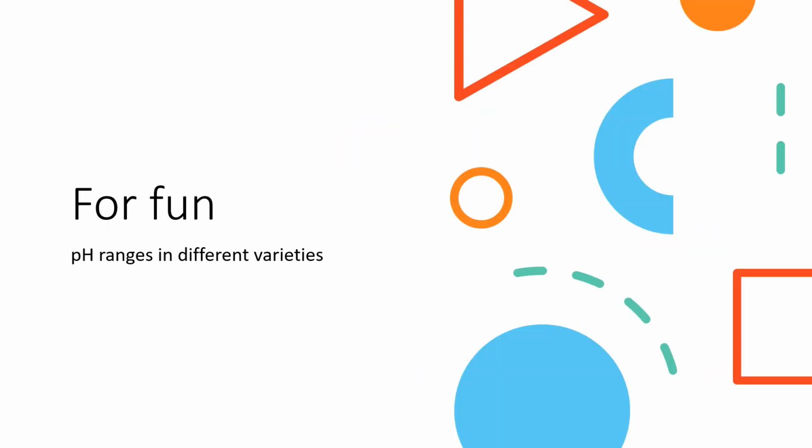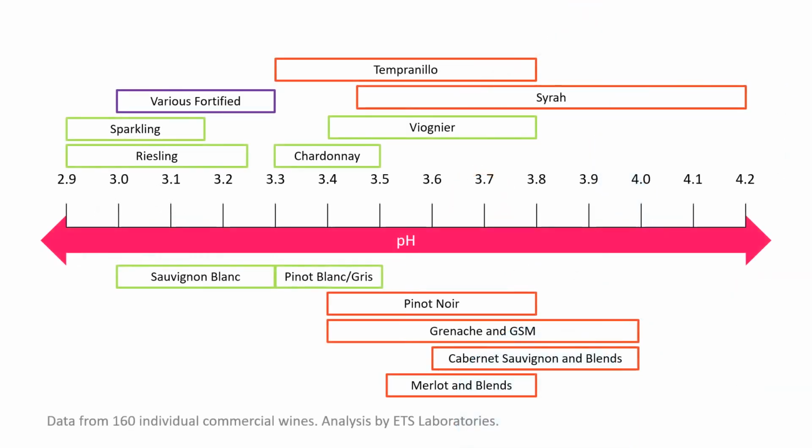And for some fun, let's take a look at pH ranges in different varieties. So this is a little slide that I created using some data from Global Wines. And we have a pH range here ranging from 2.9 to 4.2. So that's what we're seeing in wines. Way down at the bottom, we're seeing sparkling wines and Rieslings. And way up at the top, interestingly enough, we're seeing Syrah.